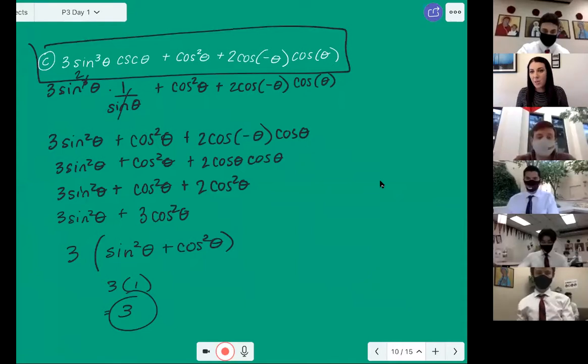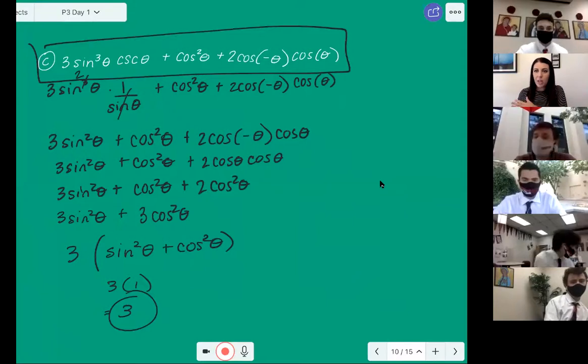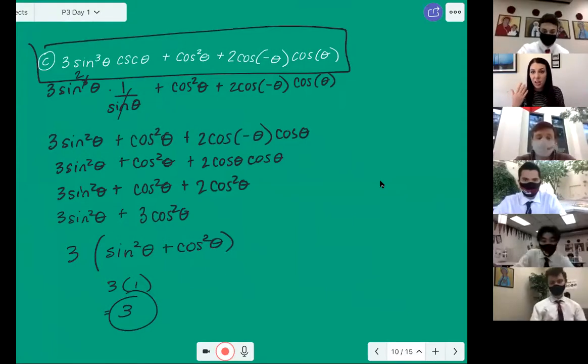Make sure you don't leave yet, guys, because we have to go to mass together. Okay, that whole thing simplifies down to 3. So again, this is very much like puzzles. We're just reorganizing. We're using our trig identities. We're changing things in terms of sine and cosine. We're recognizing where those identities come into play.